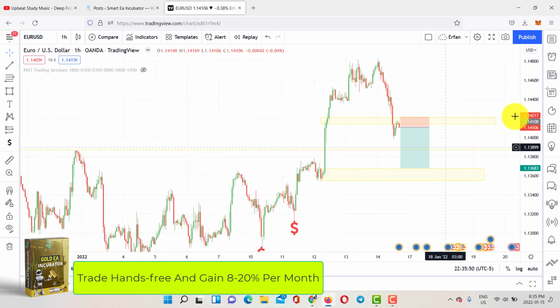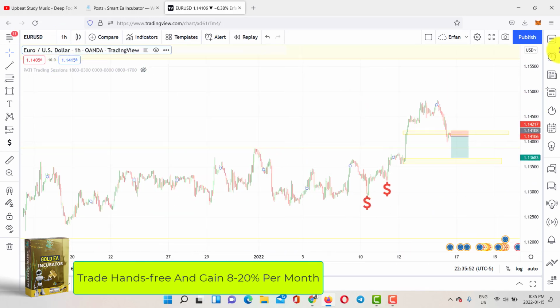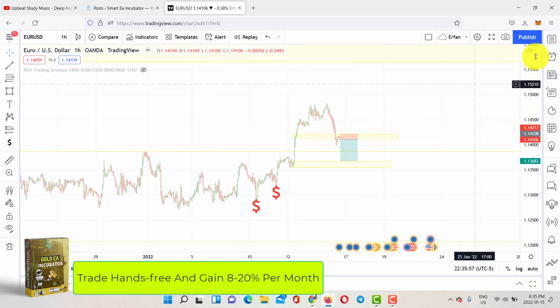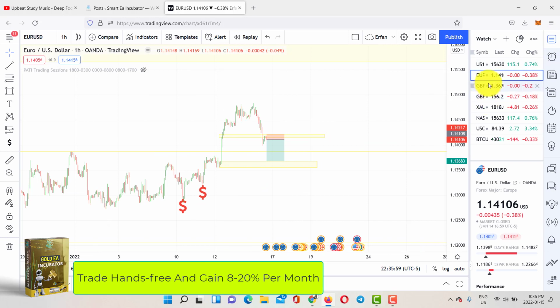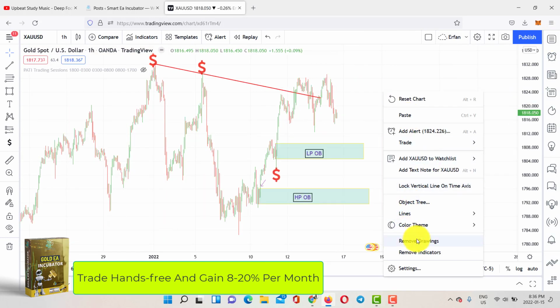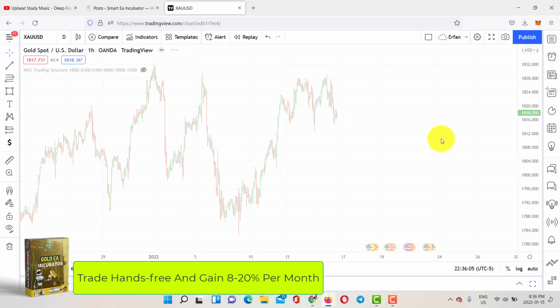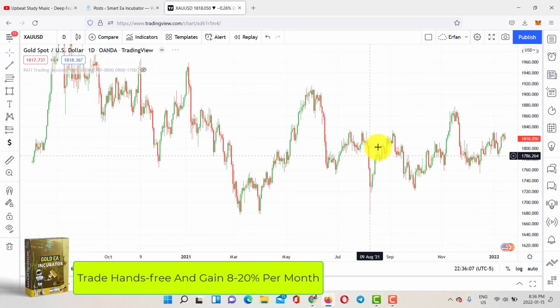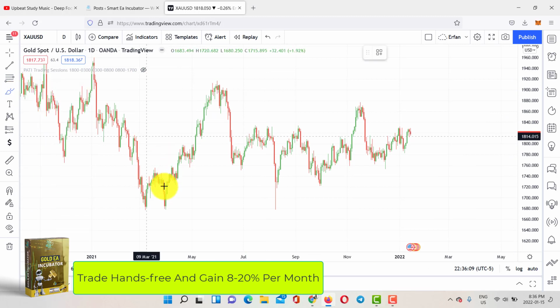Let's go to gold. So this is my bias for Euro USD, my analysis for Euro USD, but let's see what happens exactly. Let's go to gold to see how this baby is doing. Okay, let's go to the 1 day chart. It's very choppy, as you can see. There's no clear direction. I can't say that it's an uptrend or downtrend market.